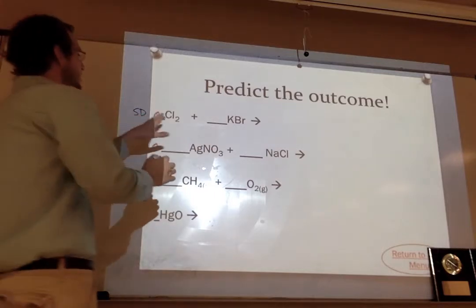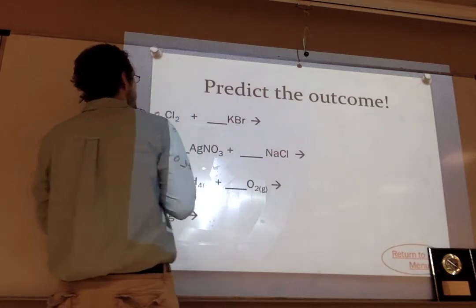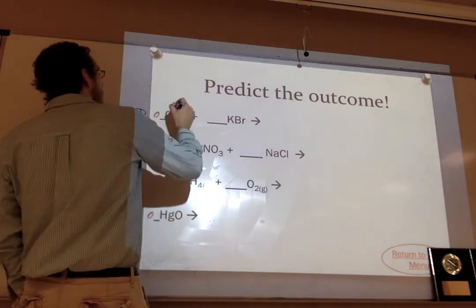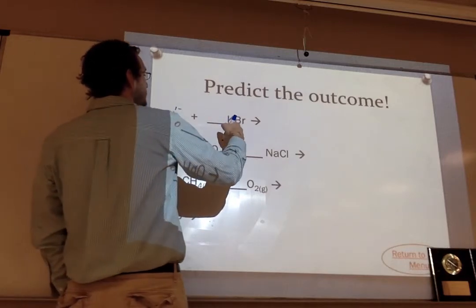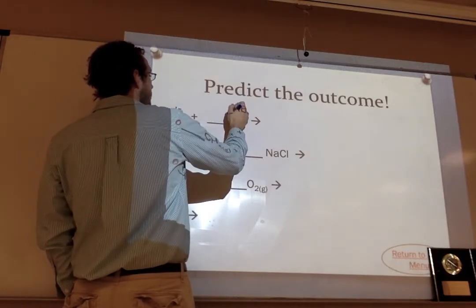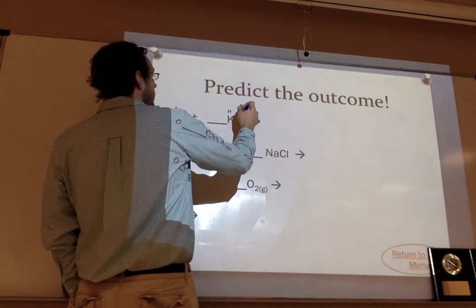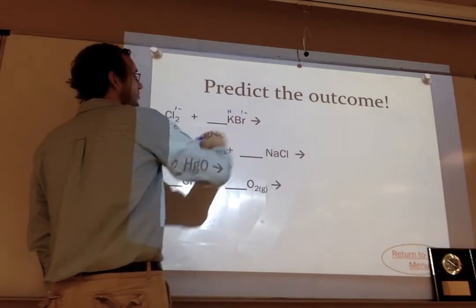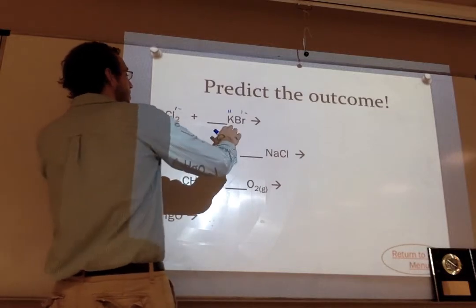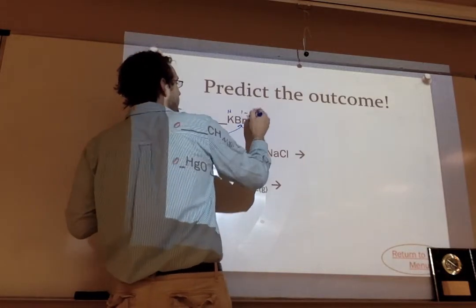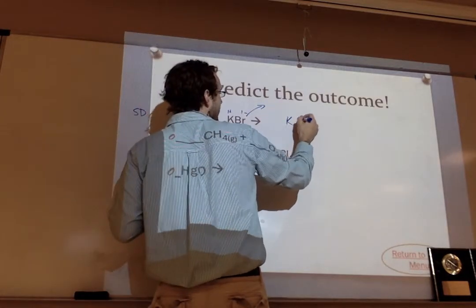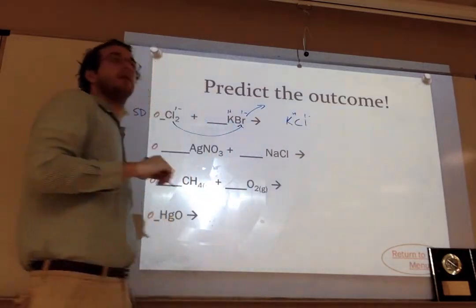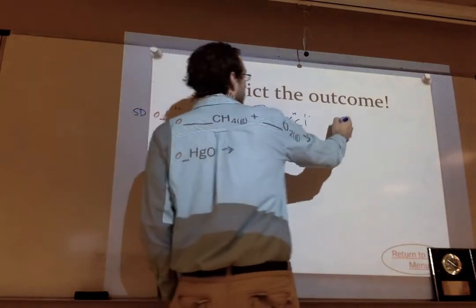So the chlorine is going to replace somebody in here. Let's look at our charges. What charge does chlorine form? 1 minus. Potassium is 1 plus. Bromine is 1 minus. Who's the chlorine going to want to get with? Potassium or bromine? Potassium. So we're going to come in and kick out the bromine. Make potassium chloride, 1 plus, 1 minus. That guy okay? And bromine gets a boot.